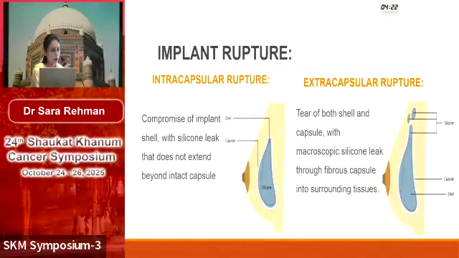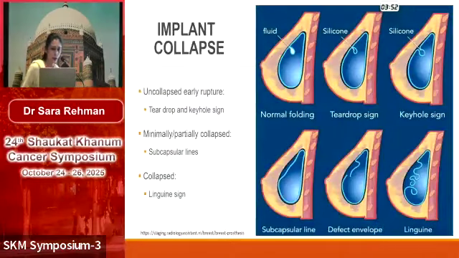Implant rupture is one of the key delayed complications related to implants, and the incidence increases with the time the implants have been placed. For example, after 10 years, 10% of the implants have ruptured. After 20 years, most of the implants have undergone rupture. Intracapsular rupture involves compromise of the implant shell with silicone leak that does not extend beyond the intact capsule. And extracapsular rupture involves tear of both shell and capsule with macroscopic silicone leak through the fibrous capsule into the soft tissues. The implant rupture can further be characterized on the basis of implant collapse.